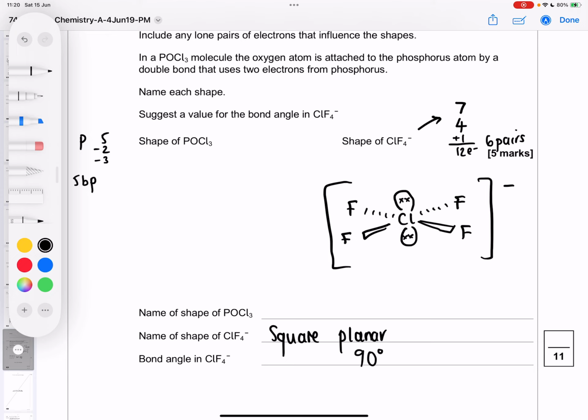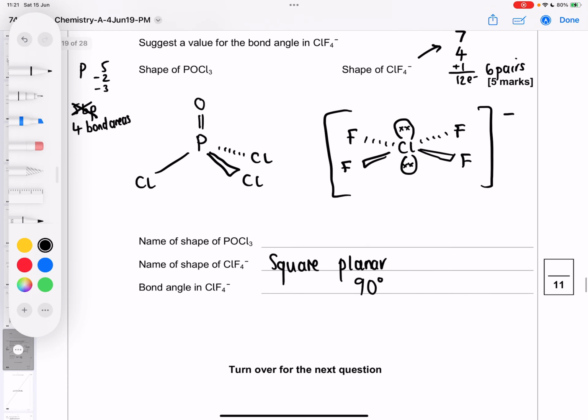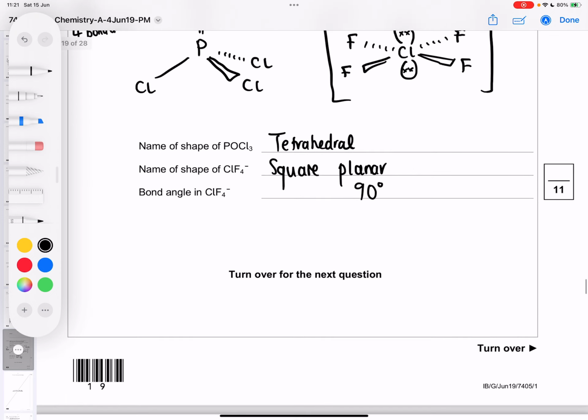But there are actually only 4 bond areas because one of them is a double bond. And if there's 4 bond areas and no lone pairs, then what we need is tetrahedral. And so we want to draw a tetrahedral shape with a double bond and 3 single bonds. Tetrahedral. It may be that you have to draw a dot and cross diagram to visualise that.